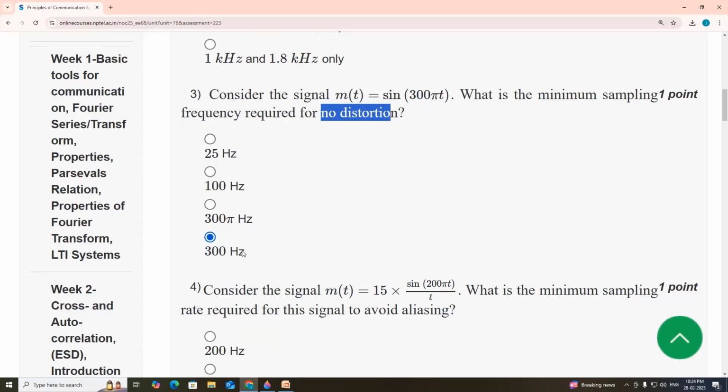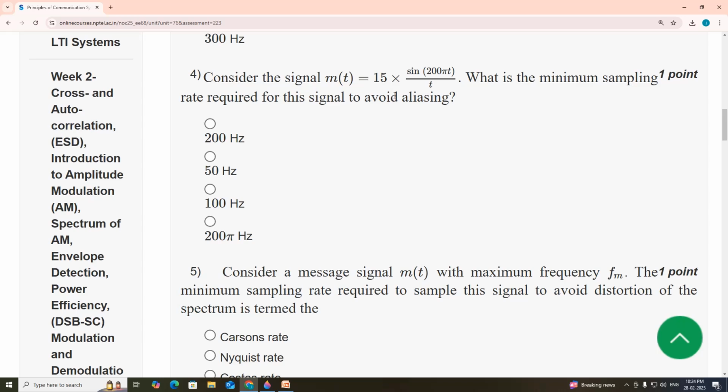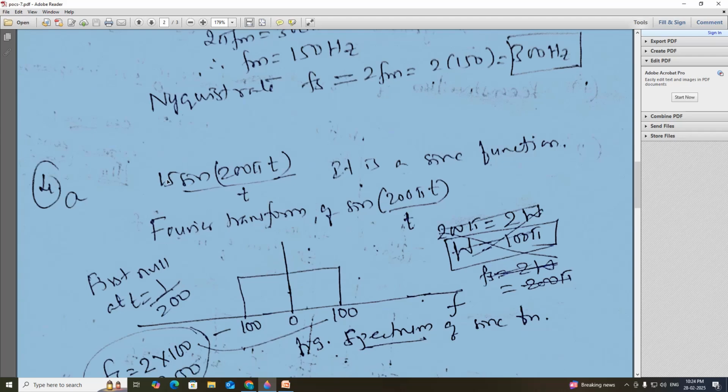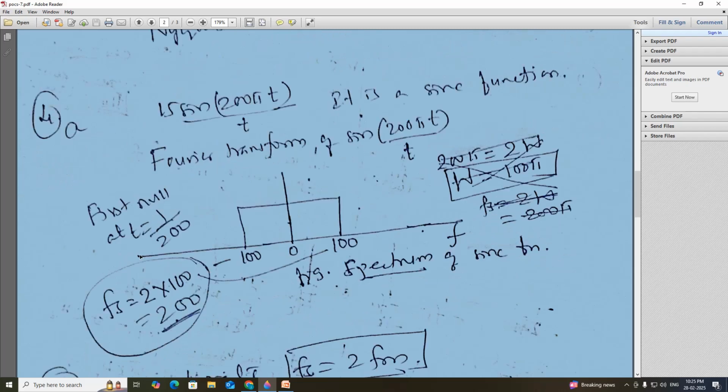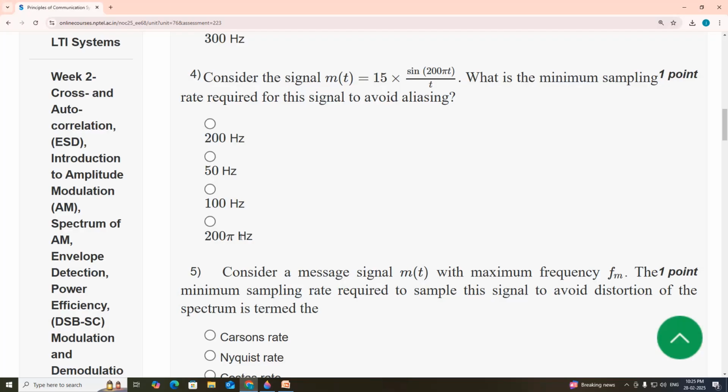Fourth one. So this one is a sinc function. Sine 200 pi t is a sinc function. We will try to find the answer for that one. So 15 sine 200 pi t is a sinc function, so it will have a bandwidth. The Fourier transform of this function will be a rectangular function with bandwidth equal to 100. W equal to 100. Therefore, what we will get is Fs equal to 2 times bandwidth. This is 200. Option A.